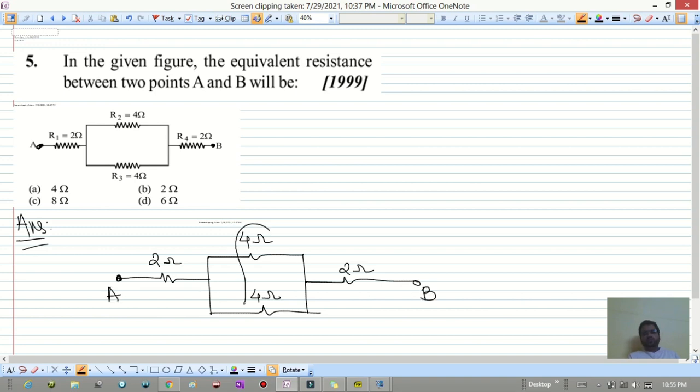So 4 ohm is in parallel with 4 ohm. It will become 2 ohm. This 2 ohm, this 2 ohm, this 2 ohm, they are in series. So the equivalent resistance between A and B is 2 plus 2 plus 2, which is equal to 6 ohm. So I hope this is clear to you all.